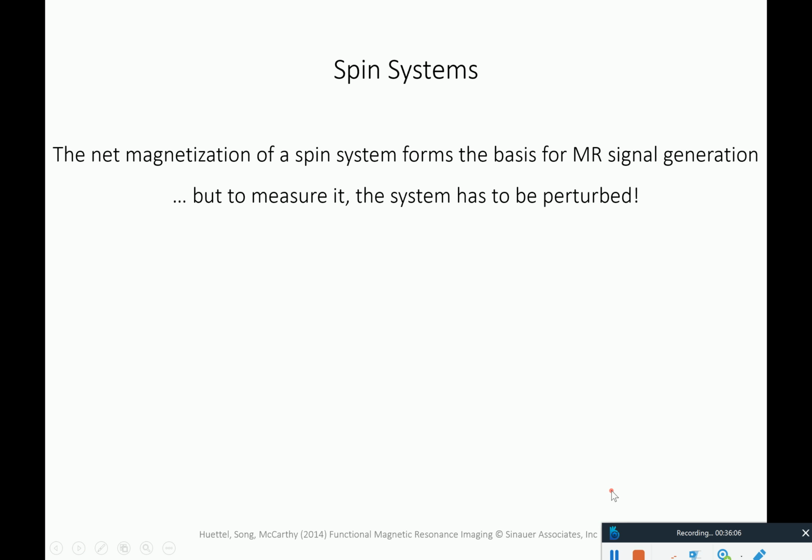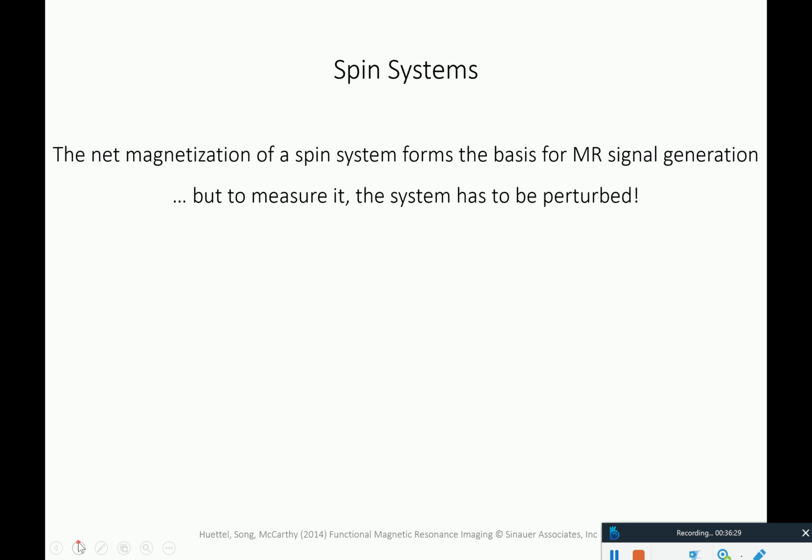Now, this net magnetization, as I said, one can measure it, but one cannot really do much with it. So if you just measure this net magnetization, you cannot really do imaging with it. You cannot do contrast or anything with it. So what you have to do is, like often when you measure something, you have to perturb it.